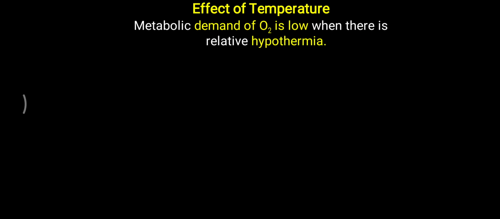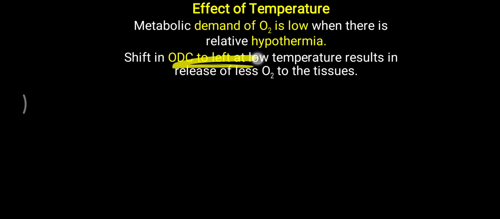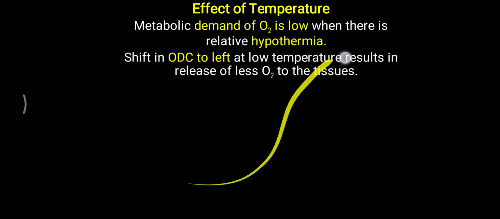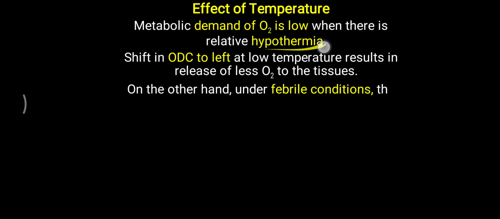So you have to remember that metabolic demand of oxygen is decreased when there is a relative hypothermia or decreased temperature, that will lead to the decreased requirement of the oxygen. So that will lead to the shift of the oxygen dissociation curve towards the left side. So ODC is shifted to the left side at low temperature and results in the release of less oxygen to the tissue. So oxygen remains bound to the hemoglobin, and ODC will shift towards the left side. So that is occurring mostly in hypothermia.